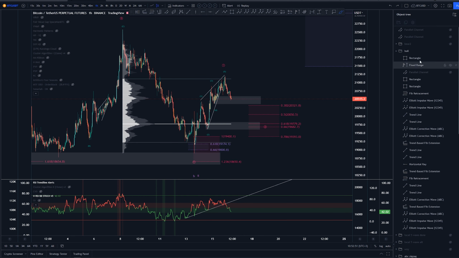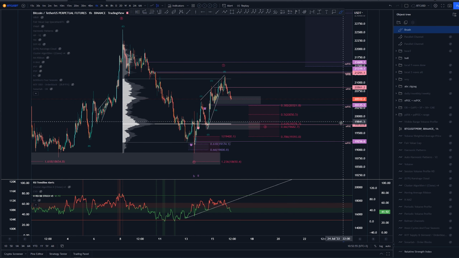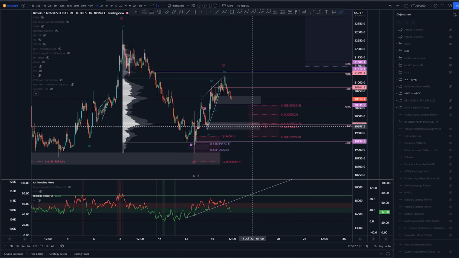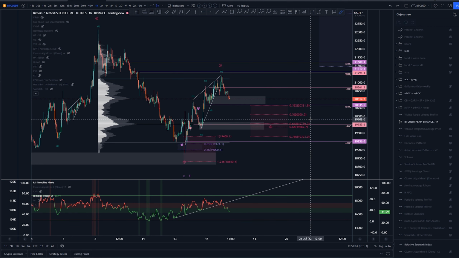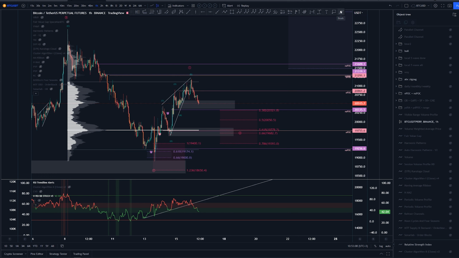What else do we have there? I think we had a naked point of control there as well. Yep, we did. And adding more confidence that this is indeed a good area to look for longs if the price gets there. It is not certain that the price is getting there, but if it does, then there is chance for a good reversal here.